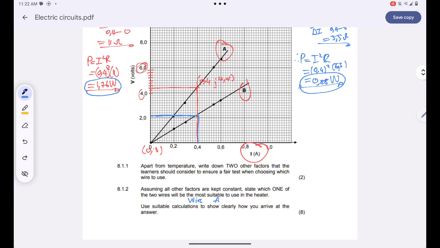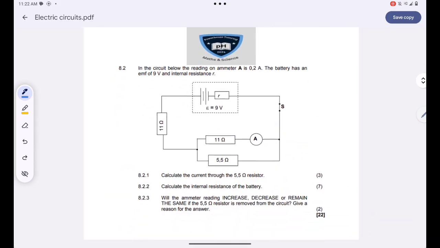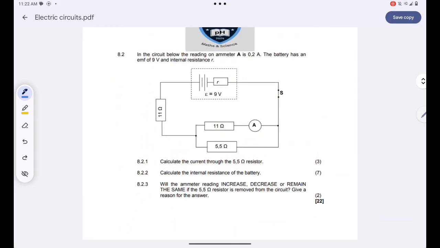Now let's go to the second part of the question. We are told that in the circuit below, the reading on ammeter A is just 0.2 amperes. The battery has an EMF of 9 volts and the internal resistance R. Let us show the direction of our conventional current. It simply moves from the positive terminal like this.